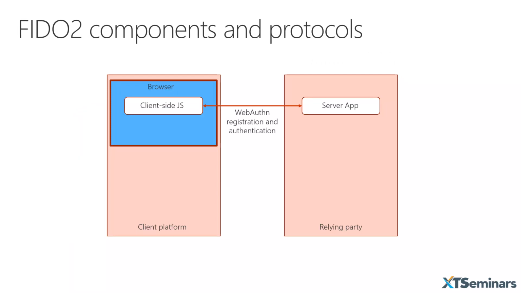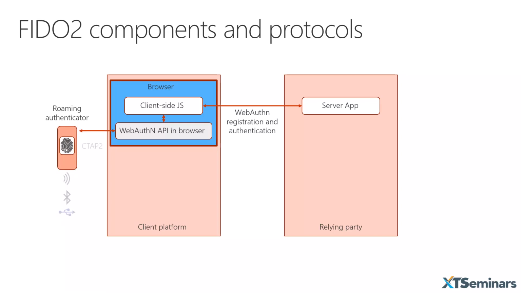Well, WebAuthn is how the relying party talks to the client platform. And on the client platform, there's some client-side JavaScript, and all the modern browsers have built into them the WebAuthn APIs. And those APIs allow the browser to communicate with the authenticator. And it can authenticate using near-field communication, Bluetooth, or USB. And it uses CTAP, which is the client to authenticator protocol, and it's actually CTAP2.